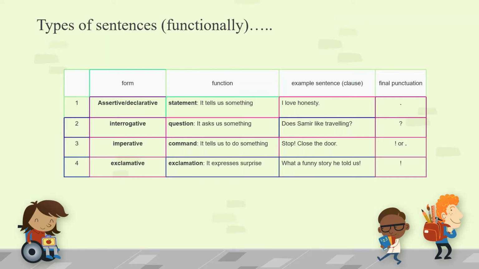Exclamatory sentence or exclamative form. An exclamatory sentence expresses surprise. For instance, what a funny story he told us. The expression of an exclamatory sentence can be both happy and sad. In case of sad expression, we can say, alas, I am undone. And an exclamatory sentence ends with a sign of exclamation.